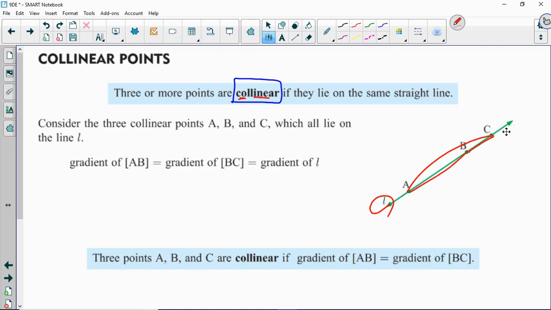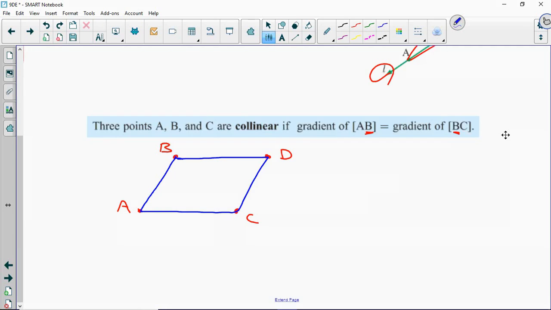I want to point out, though, that we need to share some letters. So we see down here in the blue box, A, B, and C are collinear if the gradient of AB is equal to the gradient of BC. And I'm putting a lot of emphasis on that B there because say I had a parallelogram and I were to prove that the gradient of AB is the same as the gradient for CD. That does not mean that A, B, C, and D are collinear. Clearly they're on different lines.